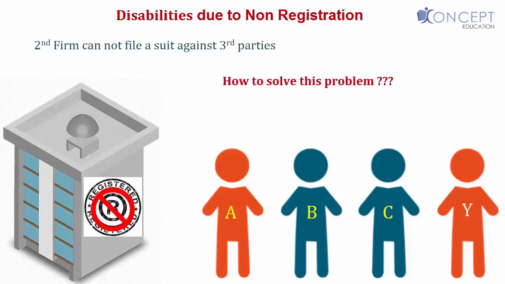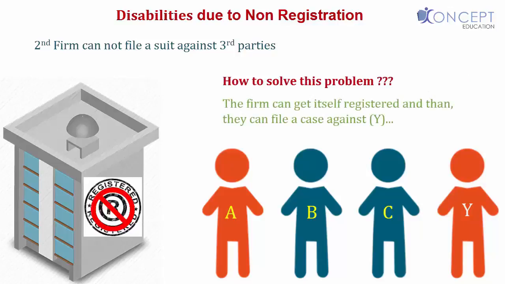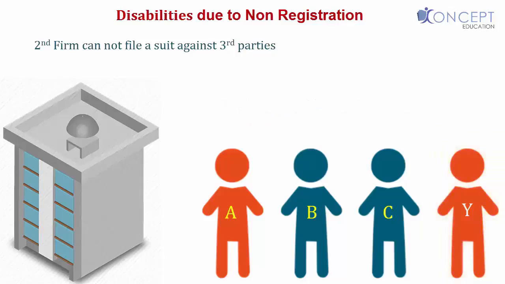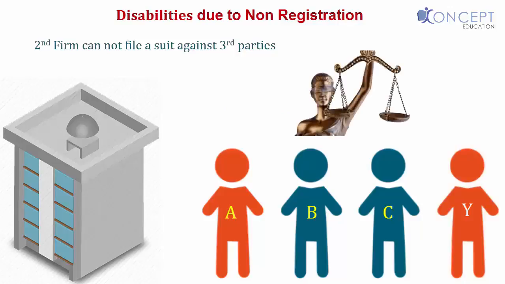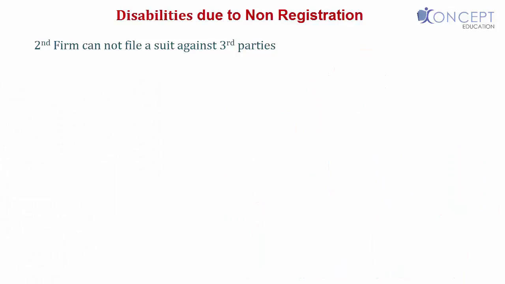How to solve this problem is easy. First, the firm can get itself registered and then they can file a case against Y. In such a situation, the case will be maintainable in the eyes of the law. And hence, first you have to register and then only you can sue third parties. Let's take one more example.